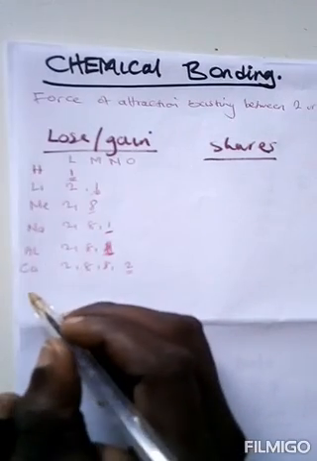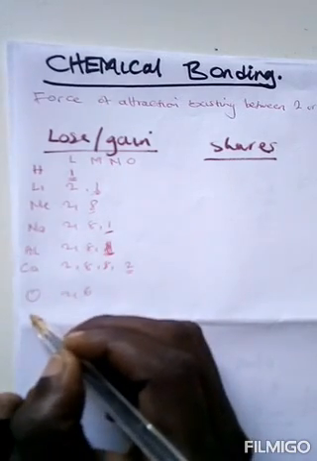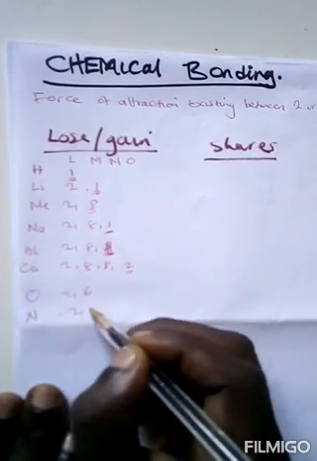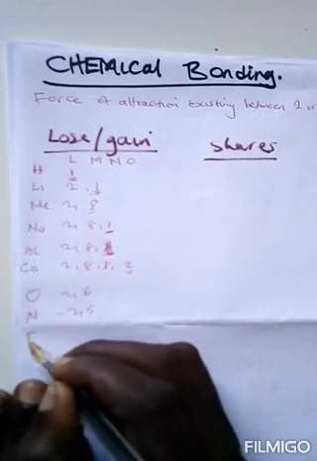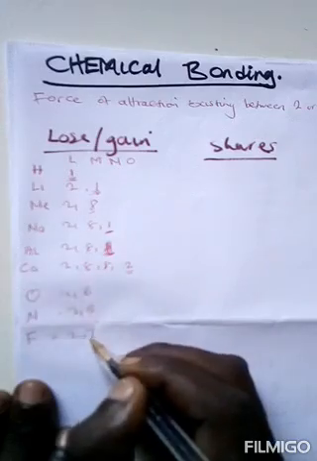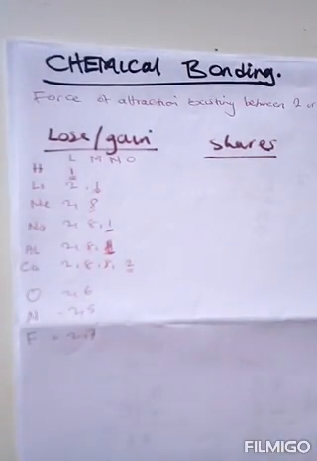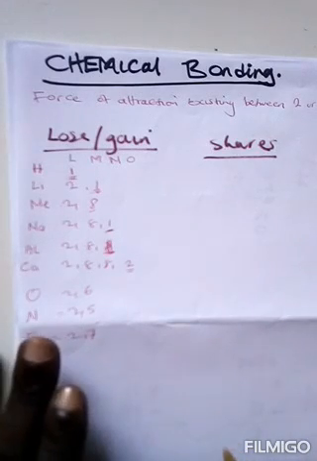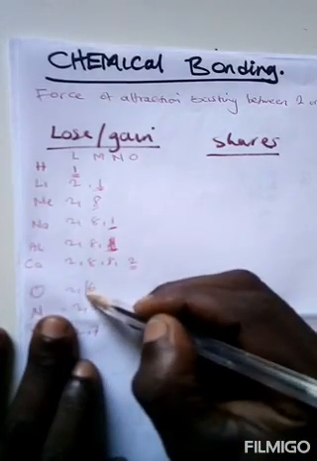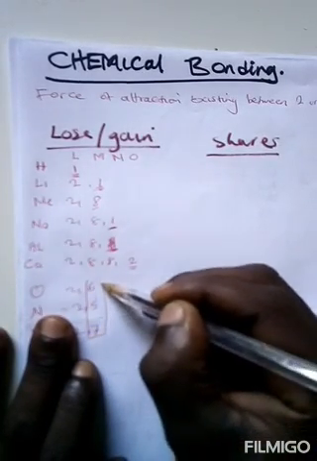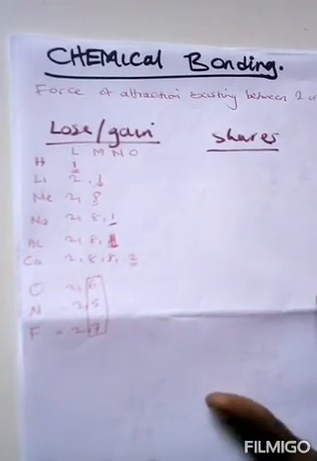Whereas elements such as oxygen, which is 2, 6, nitrogen 2, 5, and fluorine, which is 2, 7. Imagine these, they have 5, 6, 7 electrons. Can you easily lose all the 6 electrons when you just need to gain 2? No. So elements which have 5, 6, 7 electrons in their outermost shells will easily gain electrons. So we know who gains and who loses.